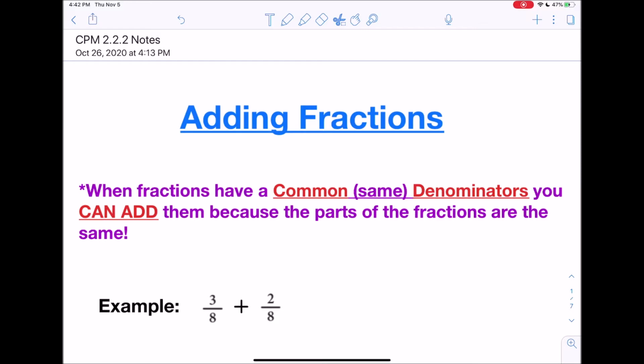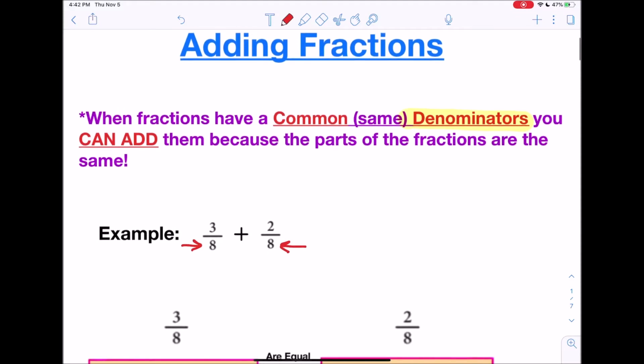Today's lesson video is on adding fractions. So when fractions have a common, which means same, denominator, you can add them because the parts of the fractions are the same. So there's a couple of things I want to point out. First of all, you have to remember that the denominator is the bottom number of your fractions. So what we're saying is these numbers here have to be the same.